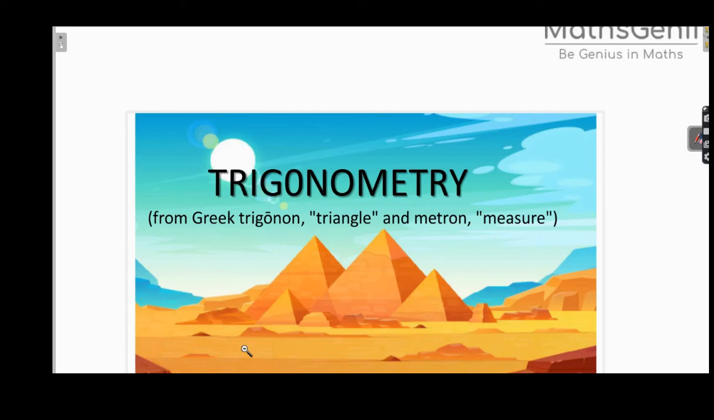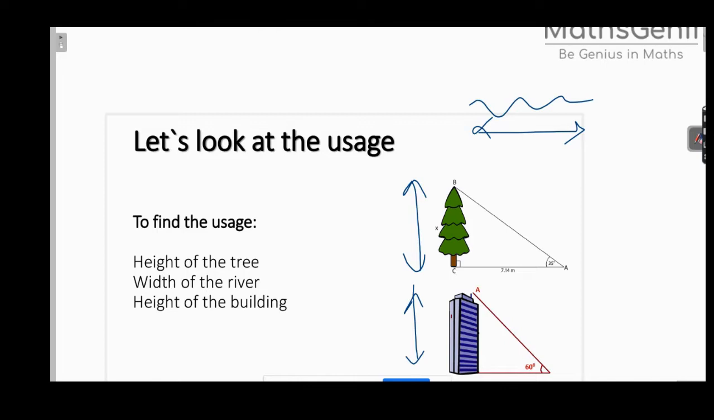Today we're going to talk about the chapter Trigonometry. Even before starting the chapter, I would like to tell you this comes from two Greek words. The first word, trigonon, meaning triangle, and the second word, metron, meaning measurement. So trigonometry is nothing but measurement of triangle. Now let's look at the usage.